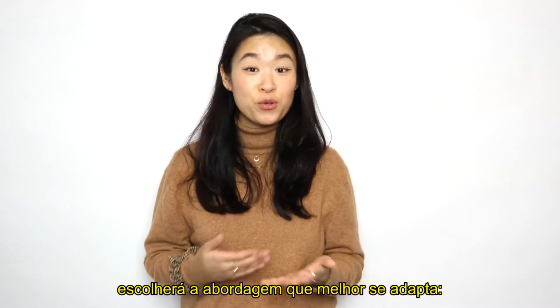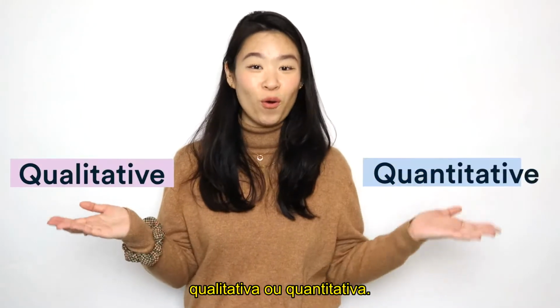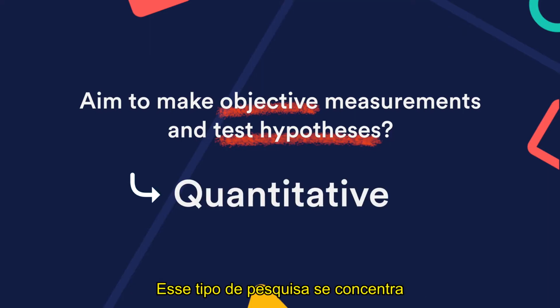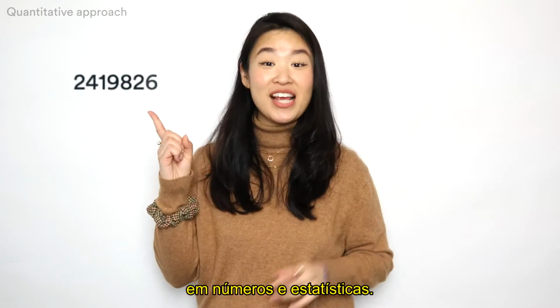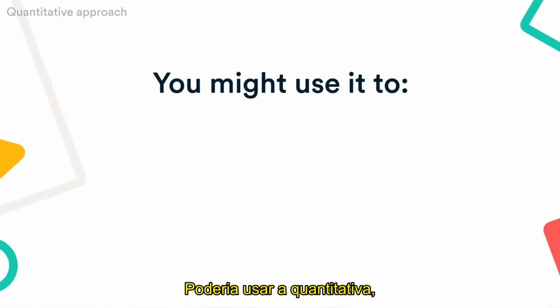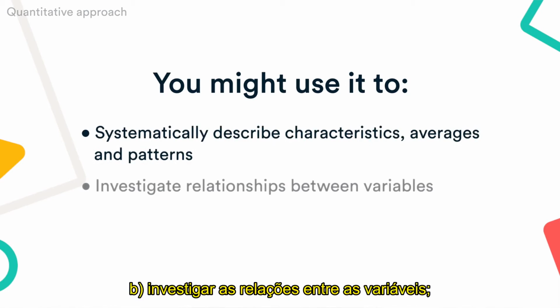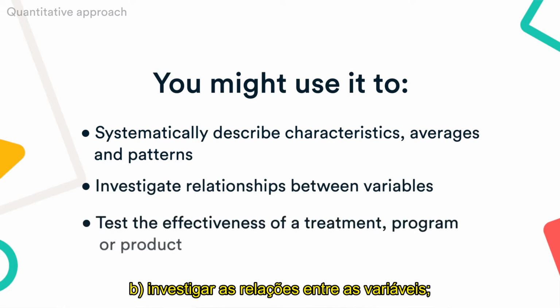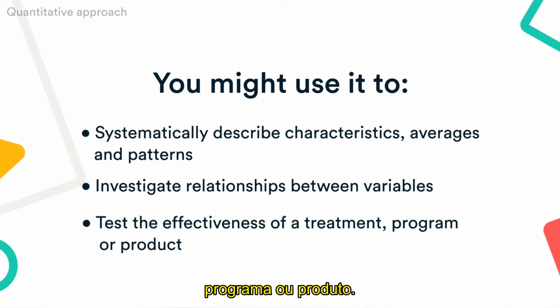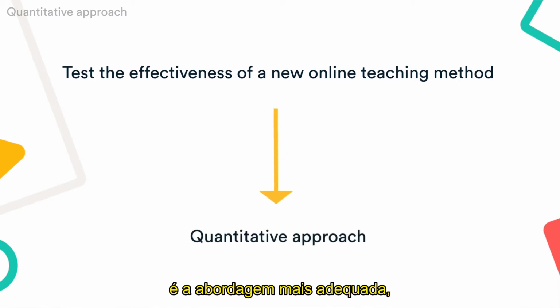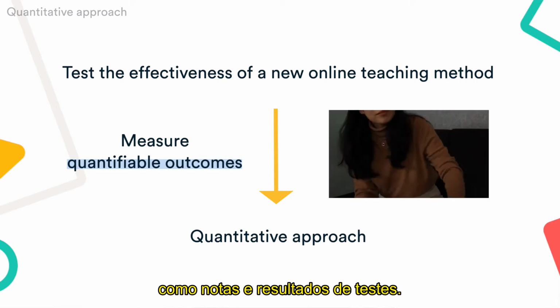Based on your aims, you'll choose the approach that fits best, qualitative or quantitative. Do you aim to make objective measurements and test hypotheses? Then take a quantitative approach. This type of research focuses on numbers and statistics. You might use it to systematically describe characteristics, averages, and patterns, investigate relationships between variables, or test the effectiveness of a treatment, program, or product. For example, if your aim is to test the effectiveness of a new online teaching method, a quantitative approach is most suitable because it allows you to measure quantifiable learning outcomes like grades and test scores.